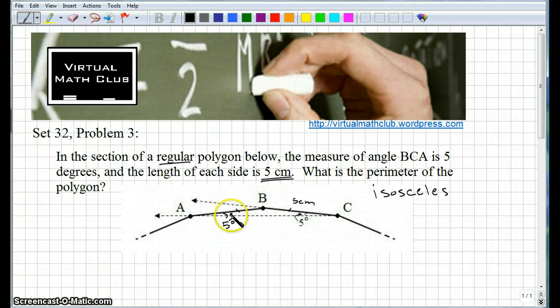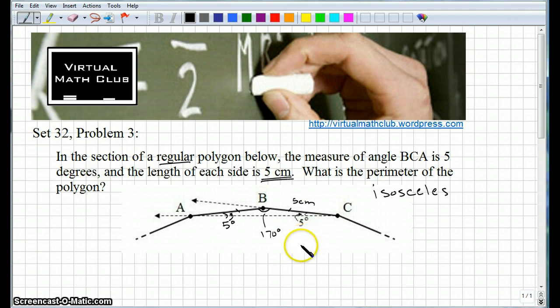Okay, this angle here. And then we can figure out this angle B up here, this ABC angle, because we know that the sum of the angles in the triangle has to be 180 degrees, and so we've got 5 degrees here, 5 degrees there, that makes 10, so we need this angle to be 170 degrees. Okay? So we have a regular polygon in which the interior angles are all 170 degrees. So what polygon has interior angles of 170 degrees?